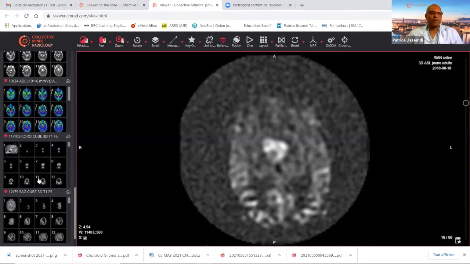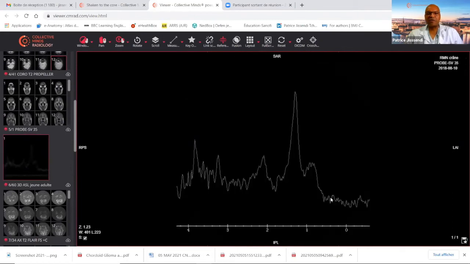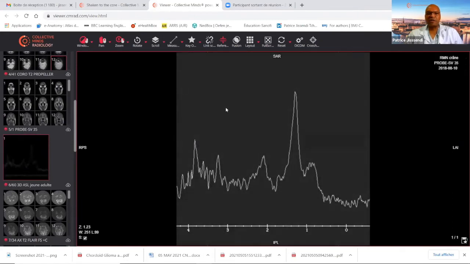Lastly, we can take a look at spectroscopy, because spectroscopy was performed in this case. And what we see here is that there is a huge peak in the frequency band going from 0.9 to 1.5, which includes lactate peak and lipid peaks. Also, there's a decrease in NAA with inversion in NAA-choline ratio, elevated choline, which suggests that we're dealing with a tumor.